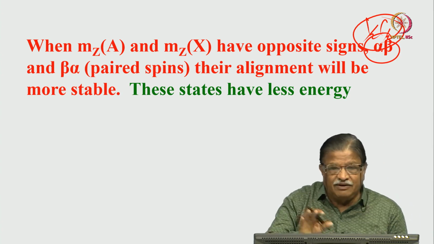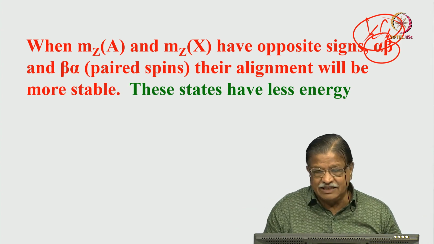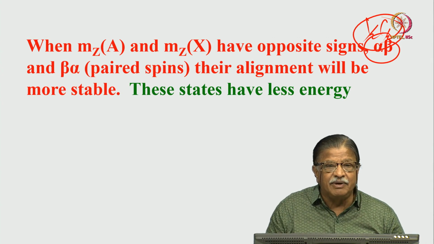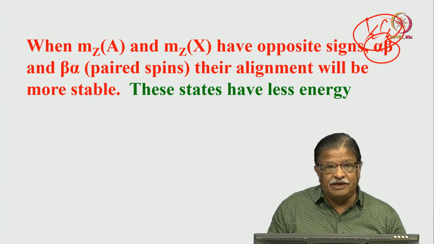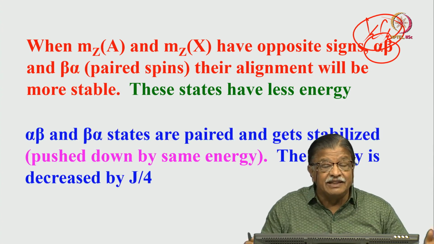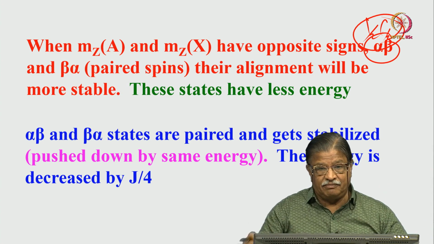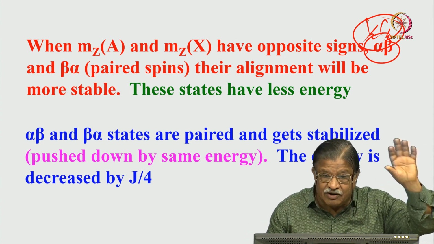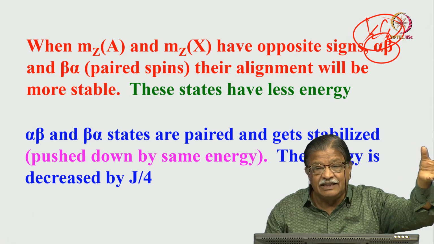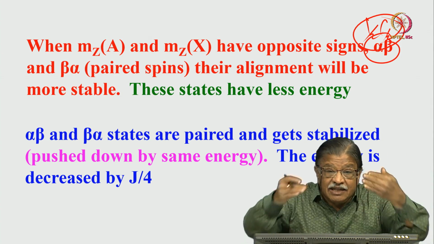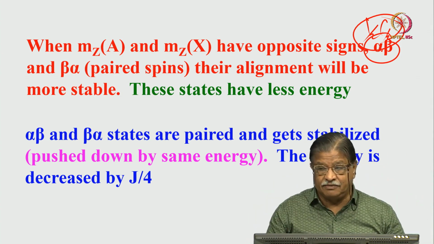Like spins are always destabilized, less stable, more energy. These have less energy because they are stable, they are paired. So, alpha beta and beta alpha are paired states. Then what will happen? Their energy will be pushed down. How much is it pushed down? Compared to alpha alpha and beta beta, which are pushed up by J by 4, they are paired states, pushed down by J by 4.